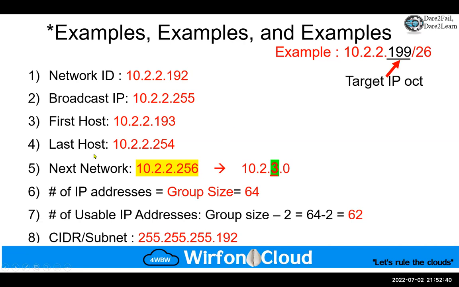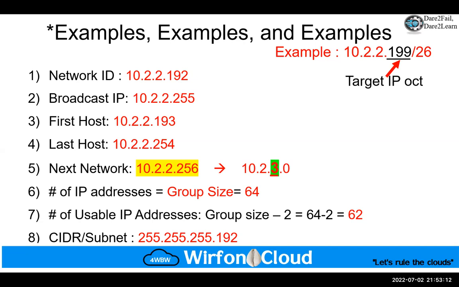You have your first host, which is your network ID plus 1. So you just add 1 to this, you get 10.2.2.193. You have your next network ID. So after you do the increments, your target octet 199 falls between 192 and 256.